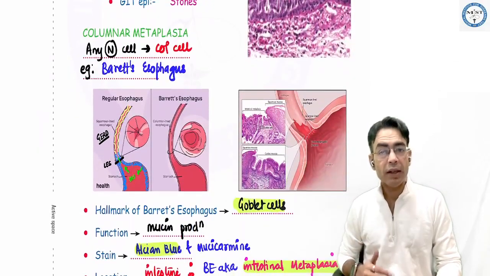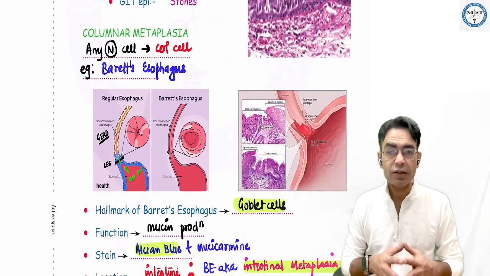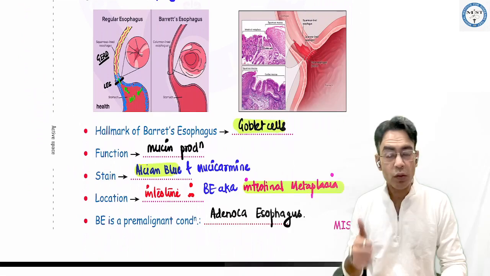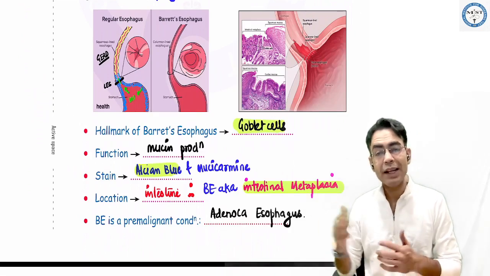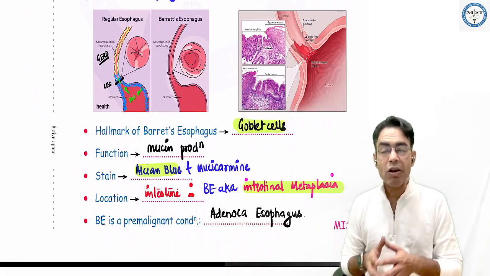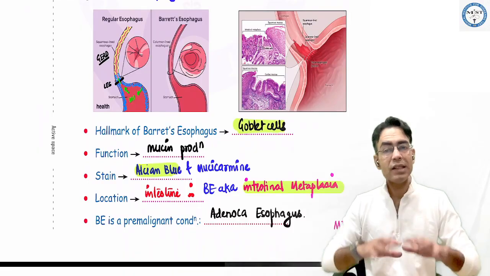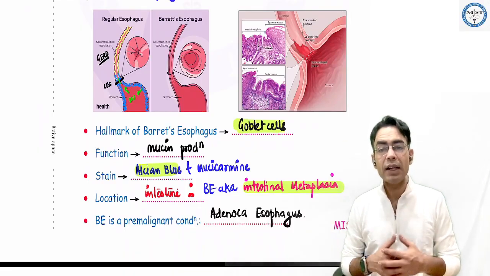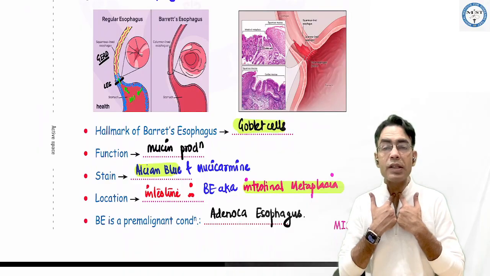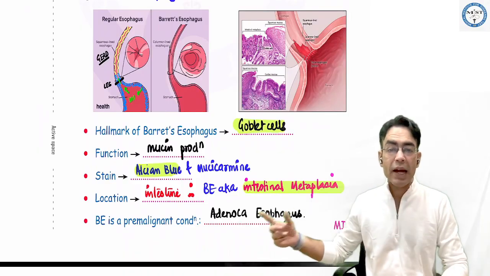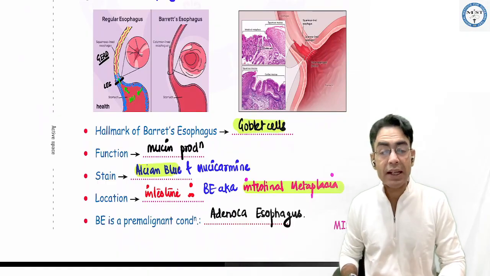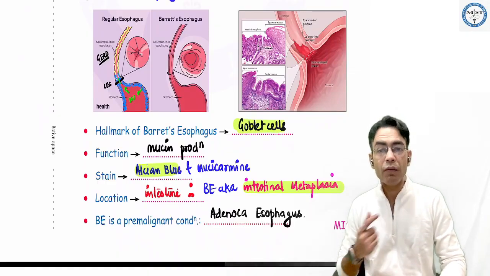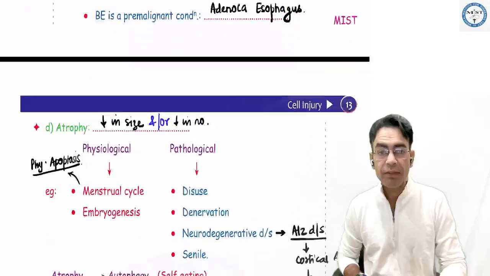For a columnar metaplasia, the example is Barrett's esophagus. The hallmark of Barrett's, we all know, is goblet cell. They produce mucin, so the stain is Alcian blue or mucicarmine. The goblet cells are located in multiple places in the body, but the majority are in the intestine. That is why now you are seeing goblet cell in the esophagus, so you call it intestinal metaplasia too. Barrett's esophagus is a pre-malignant condition and it gives the chances of developing adenocarcinoma esophagus.